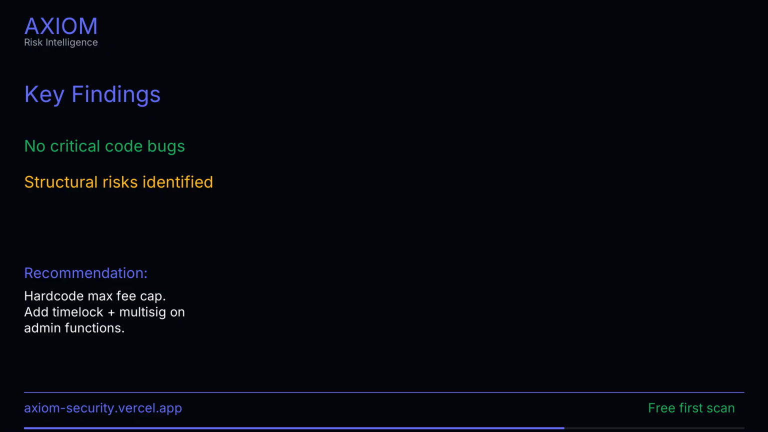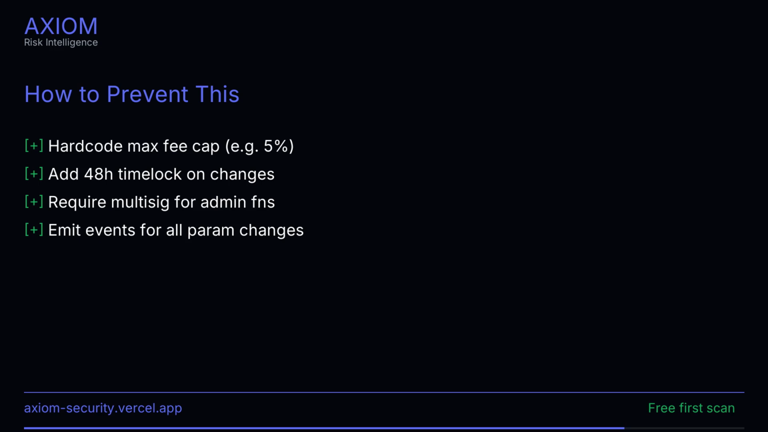The key lesson is this. If you are forking a DEX, add constraints in the code itself. Hard code a maximum fee cap. Add a timelock on parameter changes. Require a multisig for admin functions. Decentralized exchange should mean decentralized control.